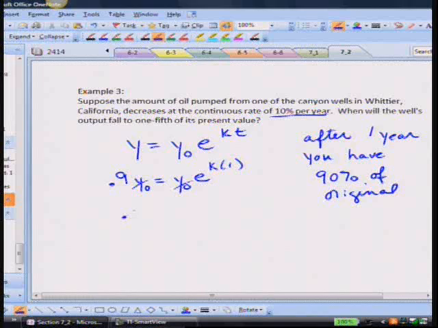It doesn't matter what the original amount was, because you should see that the y naughts cancel. And so you know that after 1 year, it's 0.9 equals e to the k. And so your rate is ln 0.9, because you can take the ln, the k comes in front, and the ln of e is 1. And that's kind of like the one before. We had ln of 0.75 was our rate. Okay?